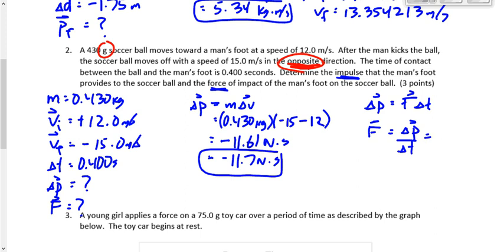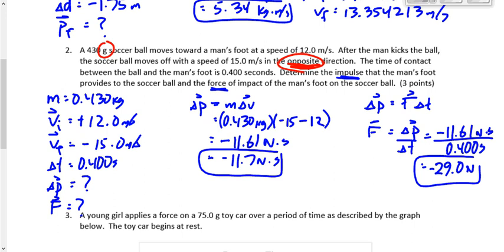Let's use the unrounded number here, negative 11.61 newton seconds, divided by my time interval of 0.400 seconds. That gives me a force of negative 29.0 newtons. Or positive if you had to reverse the signs. Again, either would have been correct. And again, most likely, if this is a test question, they're not going to ask you for the force. They're most likely going to ask you for the magnitude of the force.